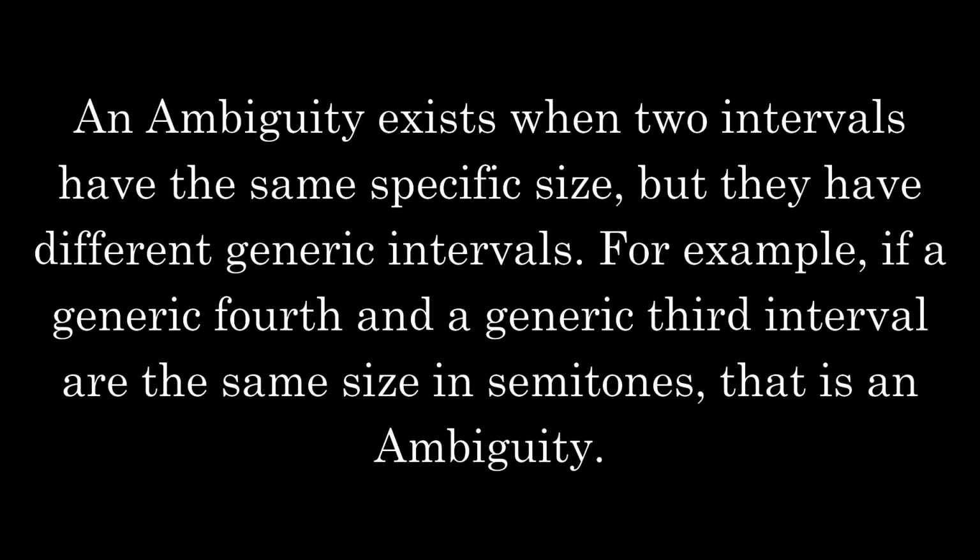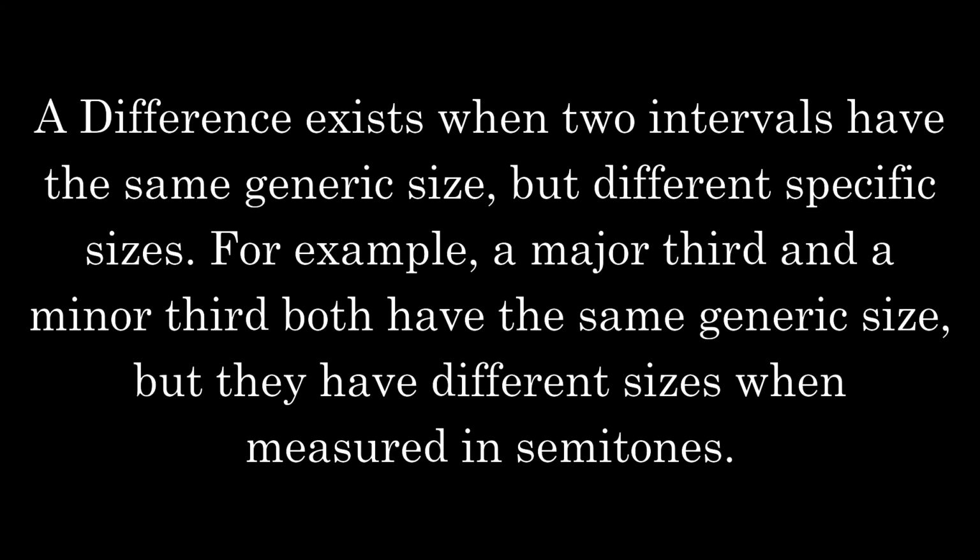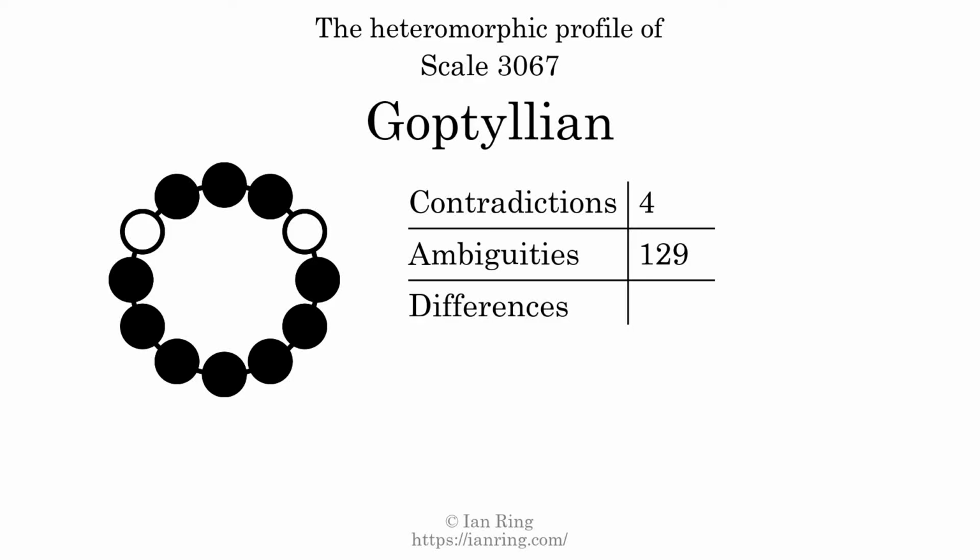An ambiguity exists when two intervals have the same specific size, but they have different generic intervals. For example, if a generic fourth and a generic third interval are the same size in semitones, that is an ambiguity. The number of ambiguities in this scale is 129. A difference exists when two intervals have the same generic size, but different specific sizes. For example, a major third and a minor third both have the same generic size, but they have different sizes when measured in semitones. The number of differences in this scale is 210.